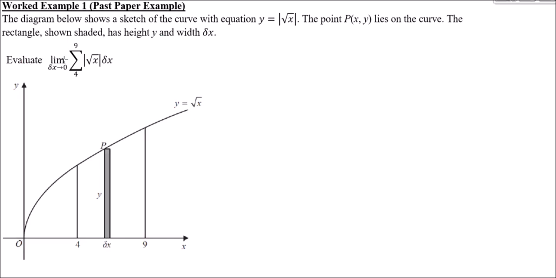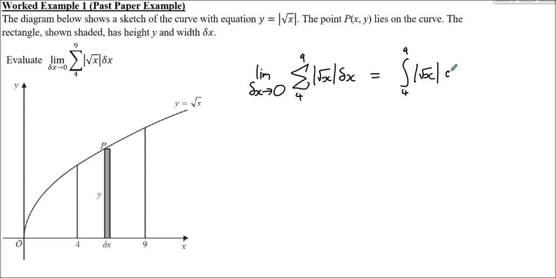And it says to evaluate the limit as delta x approaches 0, the sum of all these strips in between x being 4 and x being 9. So all we need to do here is to realise we can replace that with the integral and replace that with dx. So the answer to this is actually surprisingly simple. The limit as delta x approaches 0 of the summation from x being 4 up to x being 9 of mod root x delta x is one and the same as the integral from 4 up to 9 of mod root x dx.